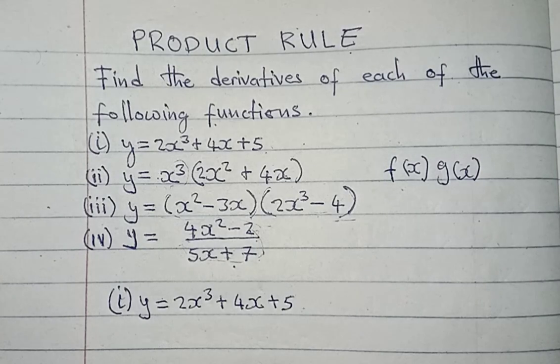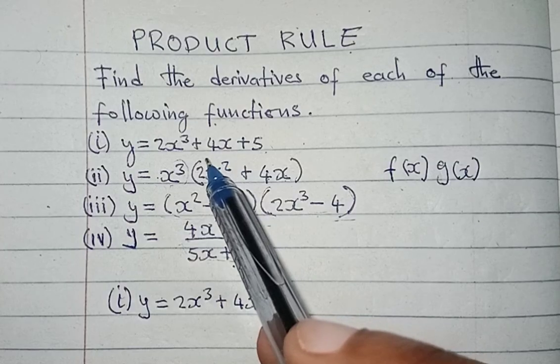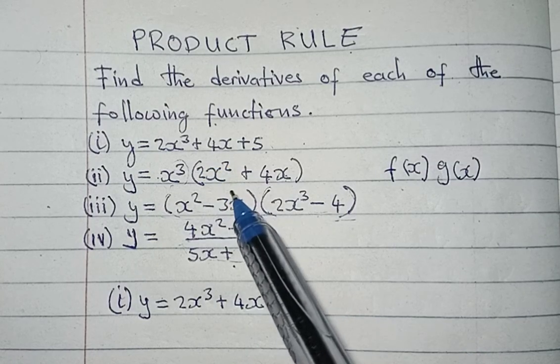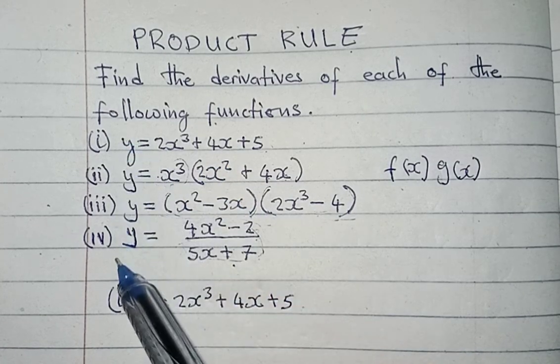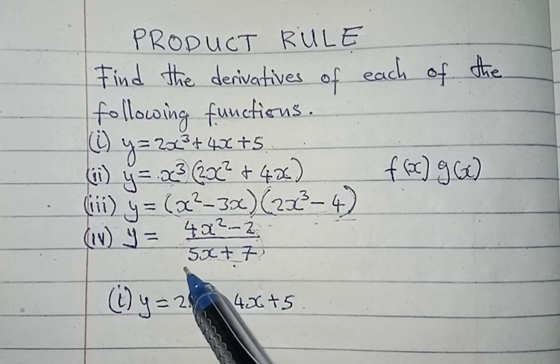This is differentiation using the product rule. In order for us to apply the product rule, we must ensure that the given function has functions which are subjected to multiplication. Let us consider these four examples.